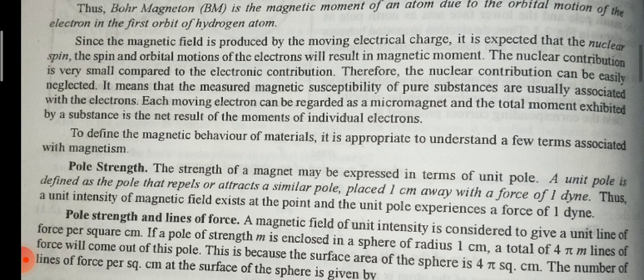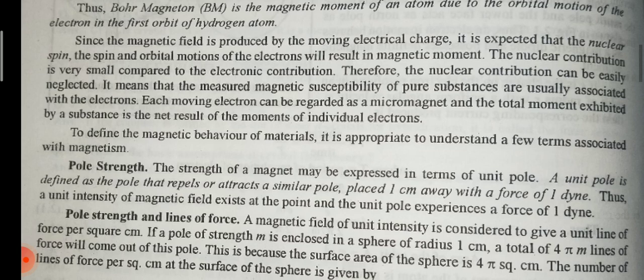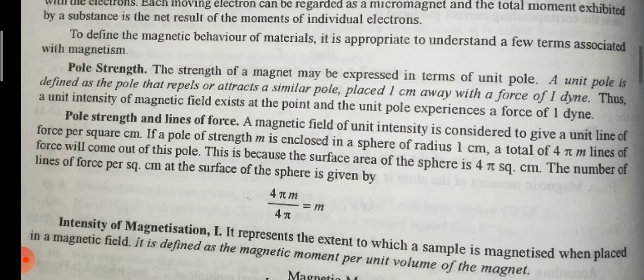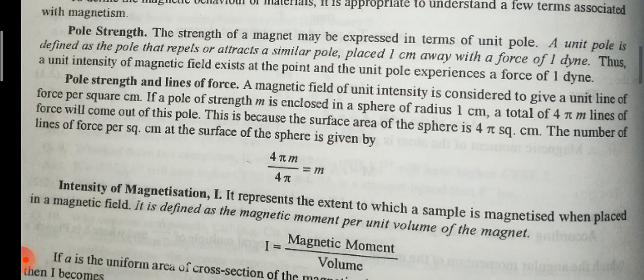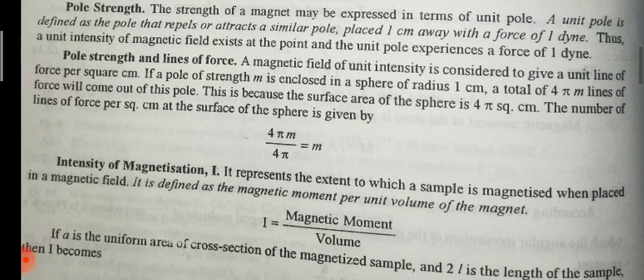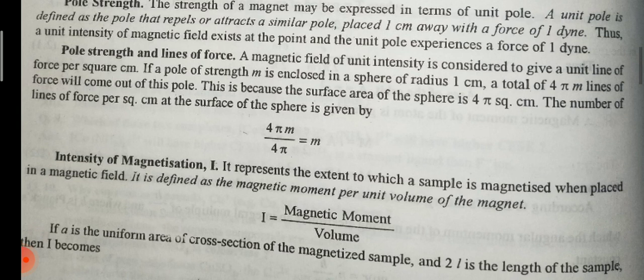To define the magnetic behavior of a material, it is appropriate to understand a few terms associated with magnetism. Pole strength: the strength of a magnet may be expressed in terms of unit pole. A unit pole is defined as the pole that repels or attracts a similar pole placed 1 cm away with a force of 1 dyne. Thus, a unit intensity of magnetic field exists at the point where the unit pole experiences a force of 1 dyne.